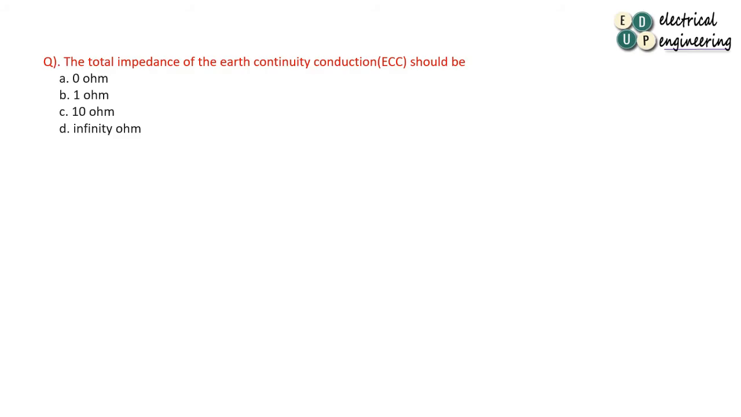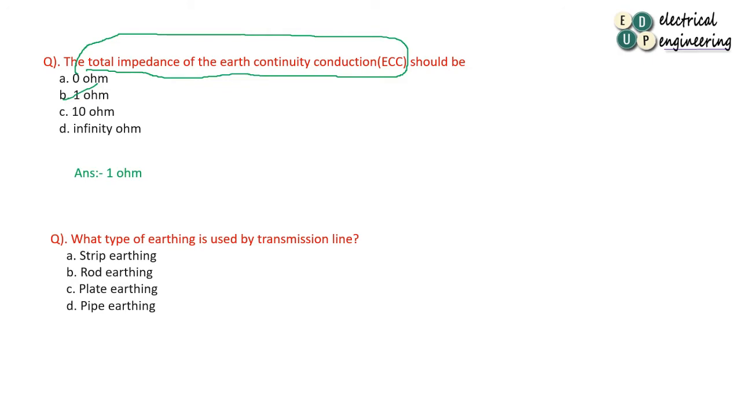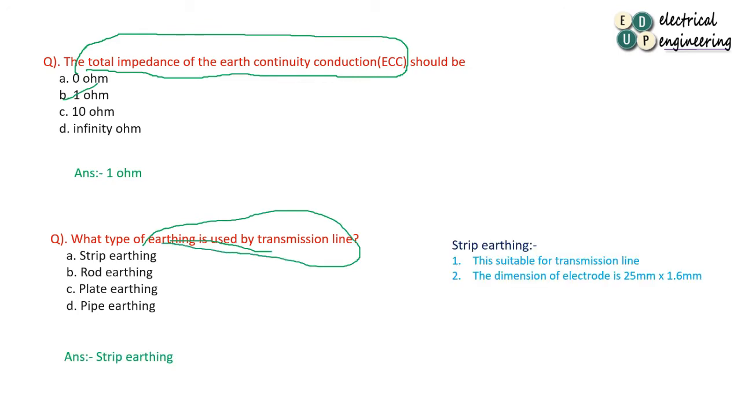Our next question is, the total impedance of the earth continuity conductor, that is ECC, should be. It means the total impedance of the earth continuity conductor is 1 ohm. This is the consideration we are making. The earth resistance or earth impedance is 1 ohm. What type of earthing is used for the transmission line? For the transmission line, we use strip earthing, because this is used for the transmission line, and the dimension is 25 by 1.6 mm.